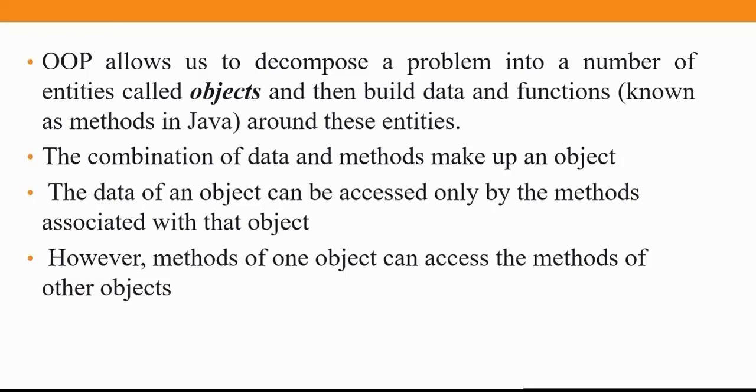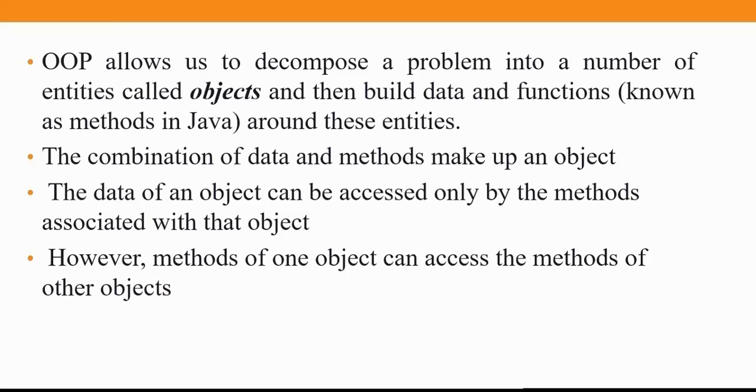So the data of an object can be accessed only by the methods associated with that object. In case you don't understand this point, when I explain the program part, you will be able to understand what I mean. The data of an object can be accessed only by the methods associated with that object, right? Finally, however, methods of one object can access the methods of other objects. Even this one, in case you don't understand, I will explain with a practical example for better understanding. So as of now, you have to know methods of one object can access the methods of other objects.